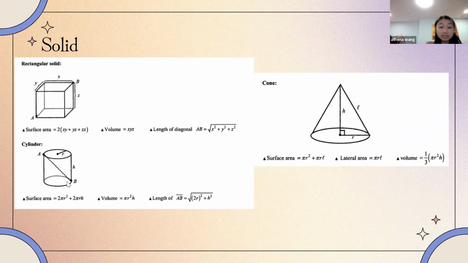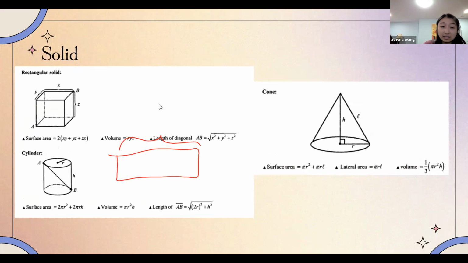For a cylinder, the surface area is the surface area of the top circle plus the bottom circle plus this length times the circumference of this. Because if we roll it out, we basically just get a rectangle. And this side length is 2 pi r because that is the circumference of the circle. Okay? And we have to add in the 2 circles at the top and the bottom.